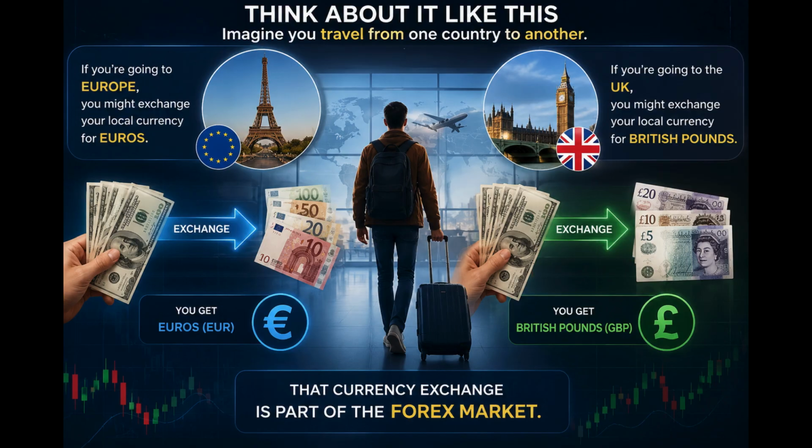That currency exchange is part of the Forex market. But traders aren't doing it because they're traveling. They're doing it because they believe the price of one currency will move up or down compared to another currency, and they want to profit from that movement. So at its core, Forex trading is simply speculating on currency price movements.